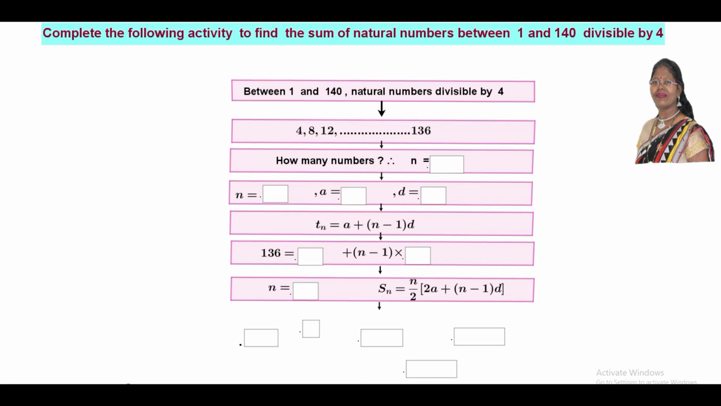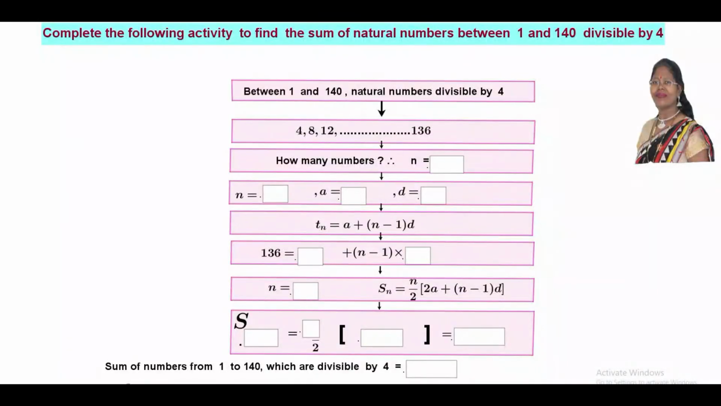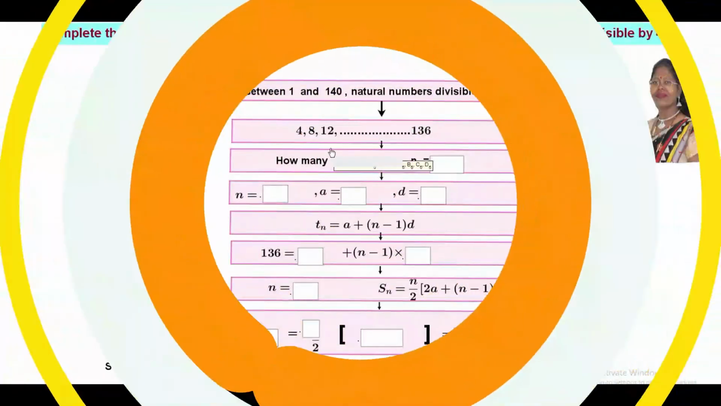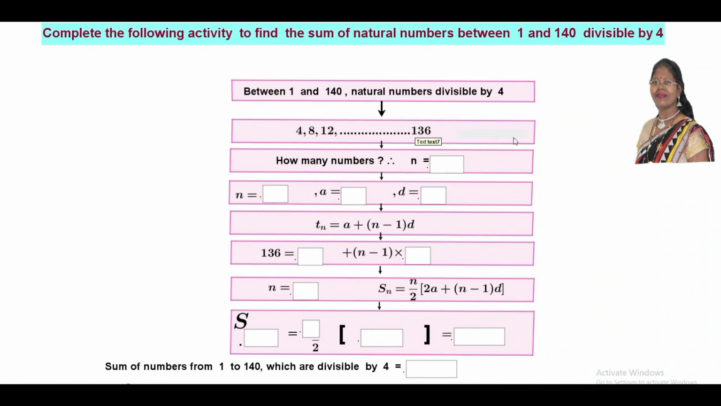And the Sn formula is given. Sum of numbers from 1 to 140 which are divisible by 4. We have to fill the brackets by solving. This is the activity-based question. So we have to find the answer and fill the brackets correctly. Let's try to solve it. Here we should find out n.